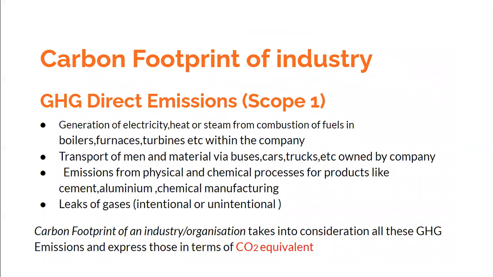So as we said, scope 1, which covers direct emissions, would include generation of electricity, heat, and steam from the combustion of fuels, be it in boilers or furnaces, or the utilization of steam in steam turbines within the premises of the company. So that would come under scope 1, within the premises of the company.